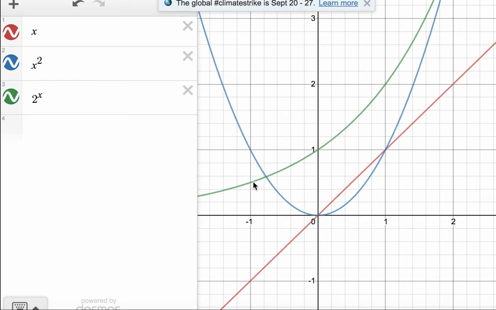Now if we look at the green one right here, we see that it only covers about half a box for every one box it goes over. So in this case, like early on, the exponential function has the smallest slope.